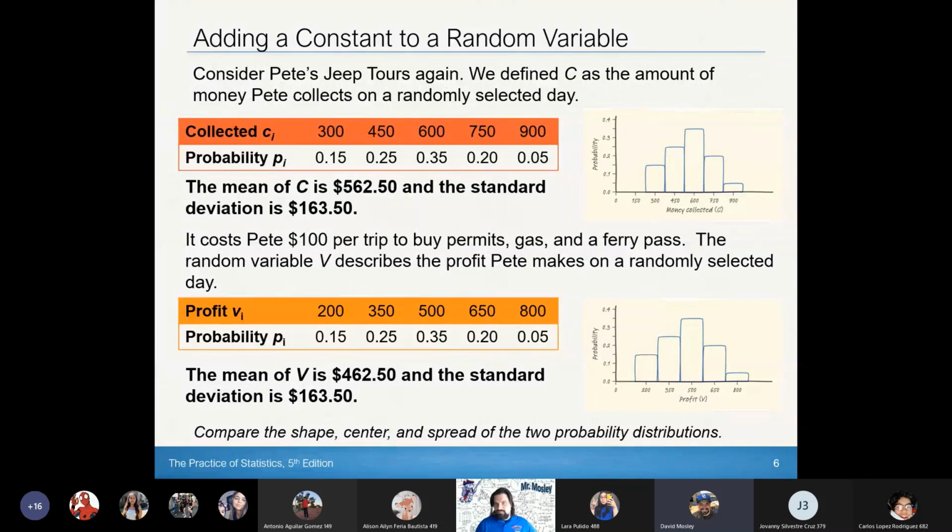And just like adding or subtracting a constant from quantitative data, this adding or subtracting a constant has no effect on the standard deviation for a random variable. It's going to stay the same, right? Think of it as we're just shifting the entire distribution up or down the x-axis. The width of that distribution, right, the range, the spread doesn't change. It's just shifting up or down.